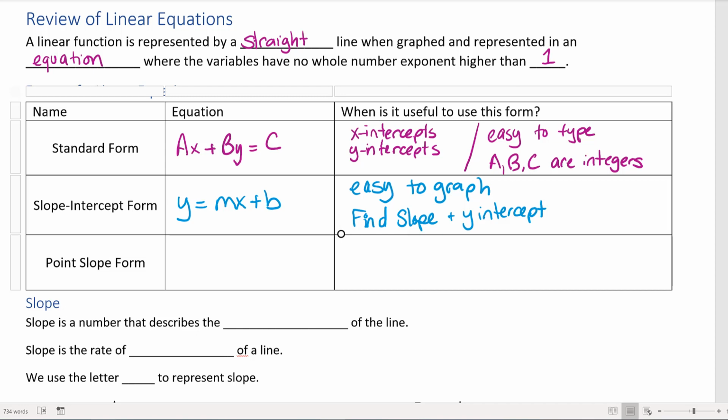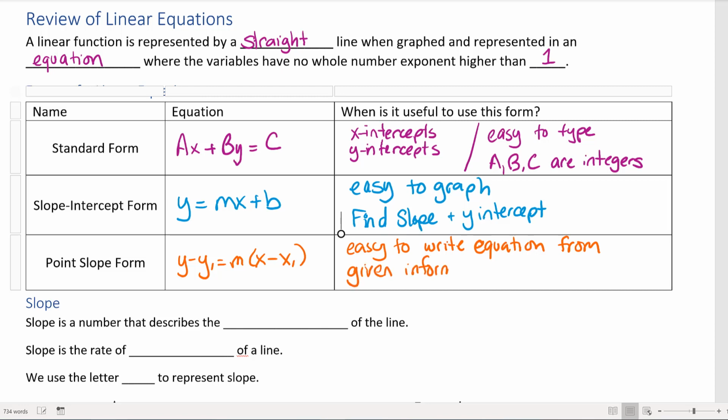And then the third one is point-slope form, y minus y1 equals m parentheses x minus x1. This is used for writing equations. This one is easy to write equations with given information. Specifically, if you have a point and a slope, it's really easy to write an equation from point-slope form.